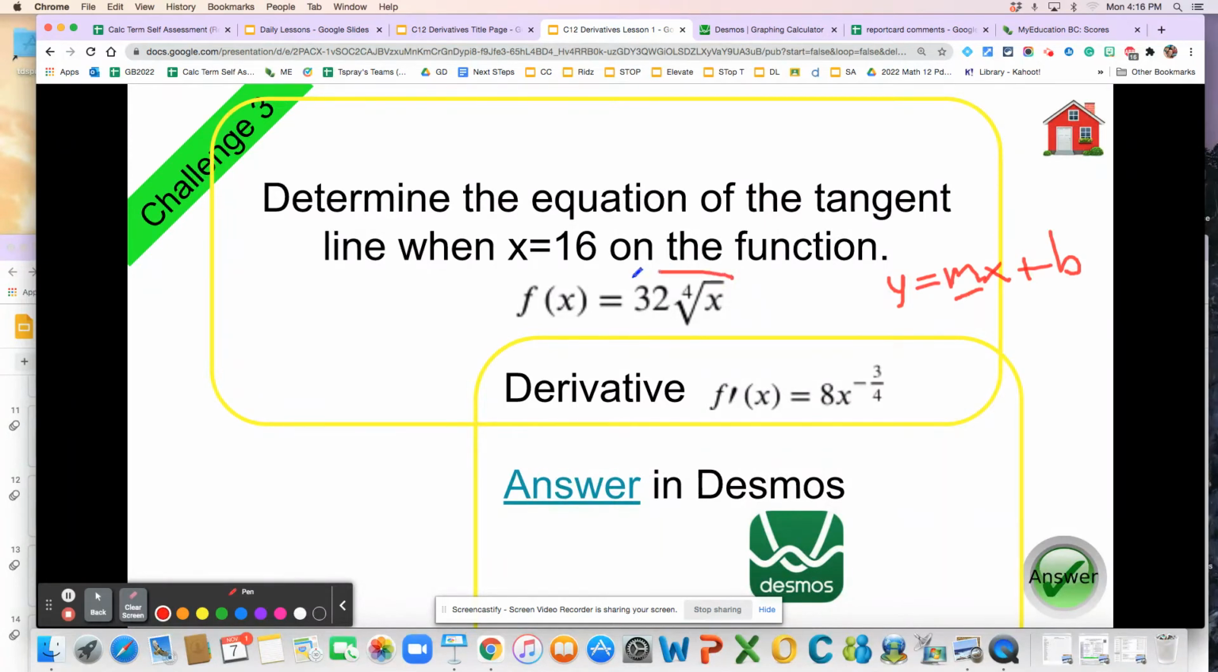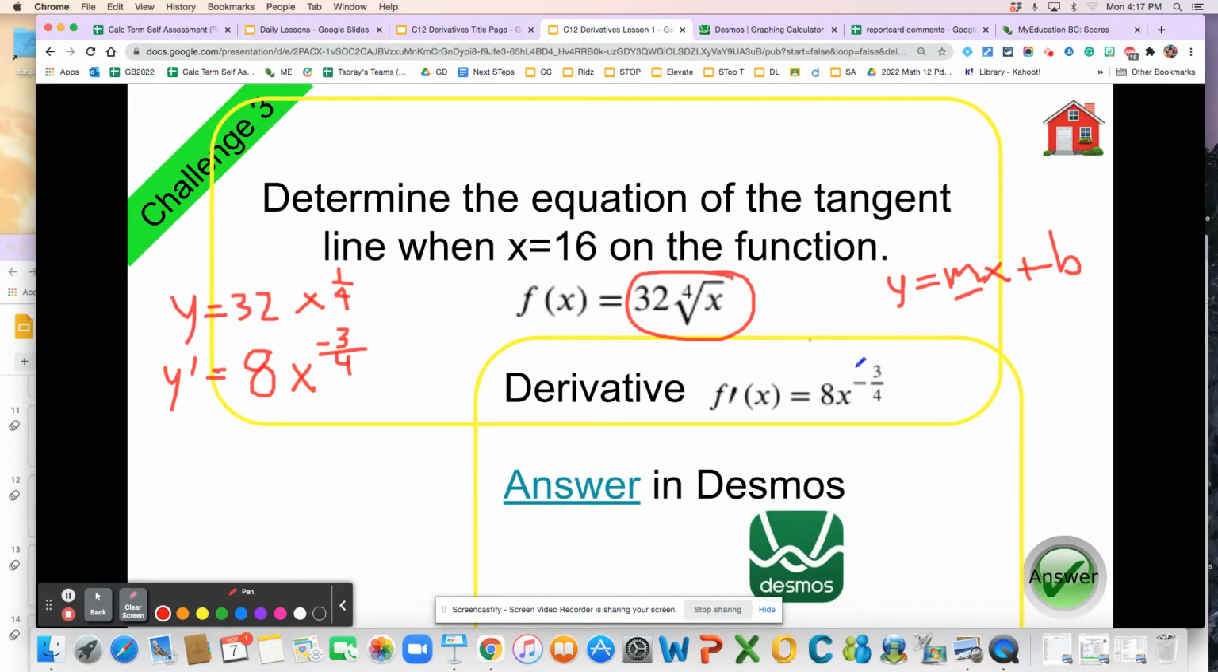So if we take the derivative of this guy, we'd be in a very good spot. Just to set this up, we'd have 32 x to the power of 1/4. When I take the derivative of this, I'm going to call it y prime, it would equal 1/4 times 32, which is 8, and then x to the negative 3/4. Okay, that's pretty interesting.